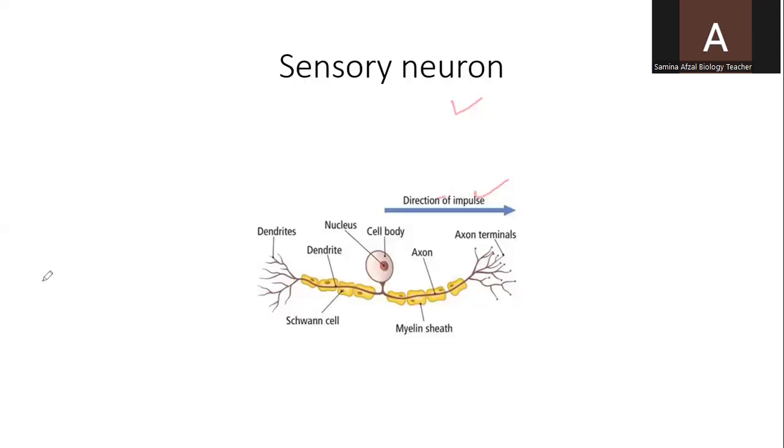Now the unit of the nervous system is called a neuron. So three different types of neurons are there in the body. Number one is the sensory neuron. The sensory neuron takes the messages from the receptors towards the central nervous system. They are also called receptor neurons.